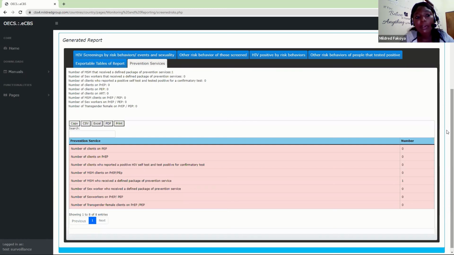And then we have the number of clients on PrEP, regardless of the population, the number of clients on PEP, and the total number of clients on ART. Then we have MSM on PrEP or PEP, sex workers on PrEP or PEP, and then transgender female on PrEP or PEP. And you have all of these figures calculated in an exportable table for you to export and do further analysis. So this is all of the auto-generated reports for the system. If you notice that anything that you report on is missing, you can let me know.